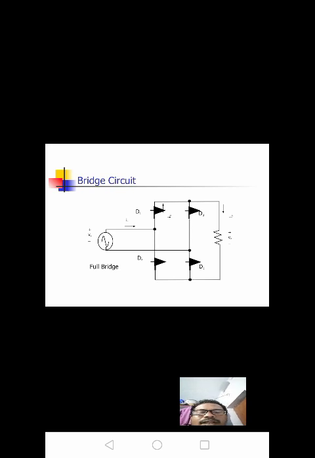During the negative half cycle, diodes D1 and D2 are off, and D3 and D4 are on and conducting through the load, but the load current is continuous. Here in full wave rectification there is no interruption. During the positive half cycle, D1 and D2 are conducting. During the negative half cycle, D3 and D4 are conducting. That's why there is no interruption in the current.